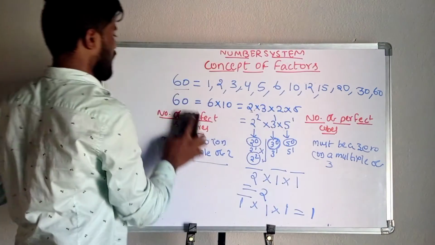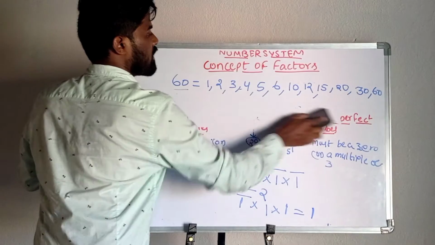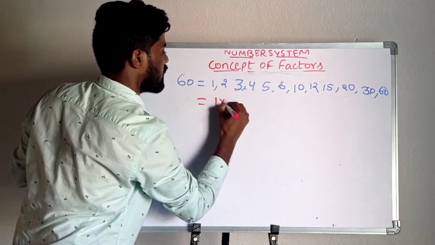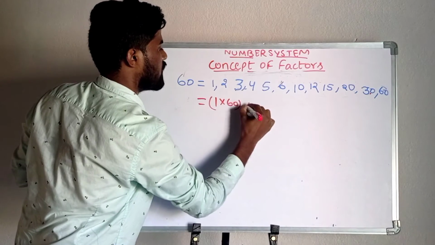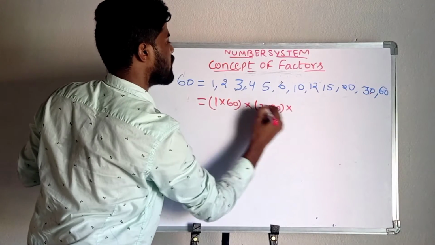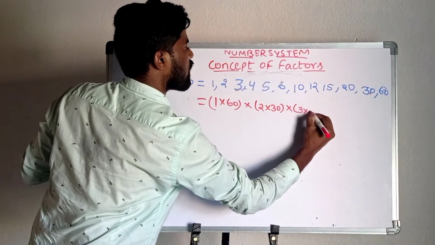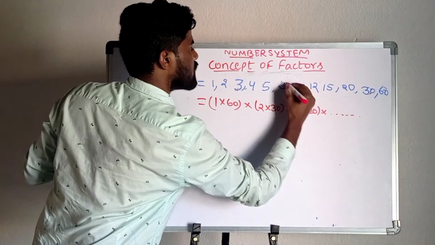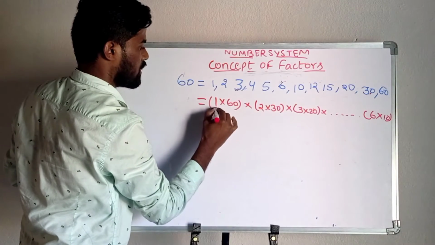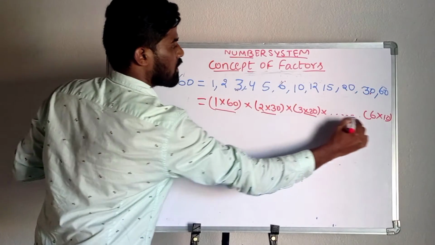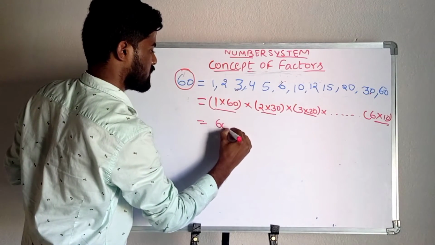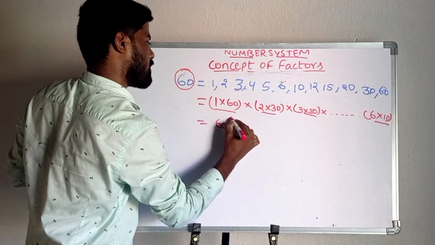Now we will see how to find product of factors of any given number. Product of factors can be written as 1 into 60 into 2 into 30 into 3 into 20 into and so on up to 6 into 10. Here all the product values in the brackets will become the given number, that is 60. 60 raised to the power of 6.